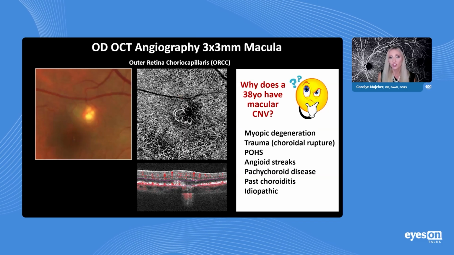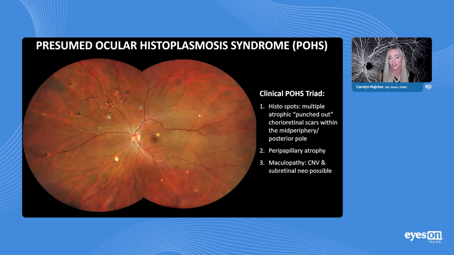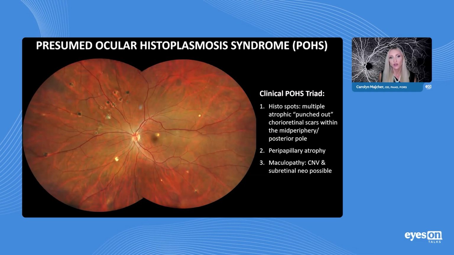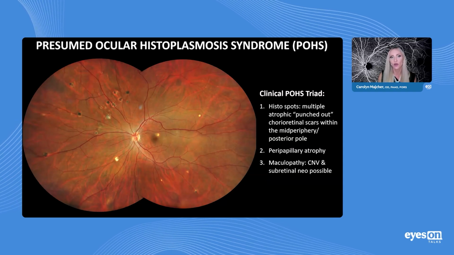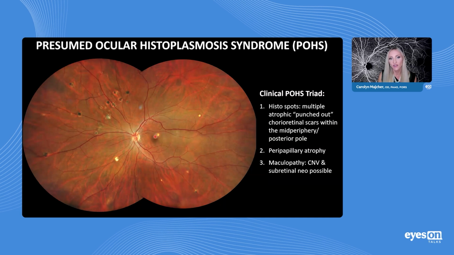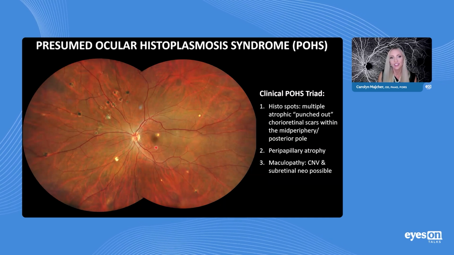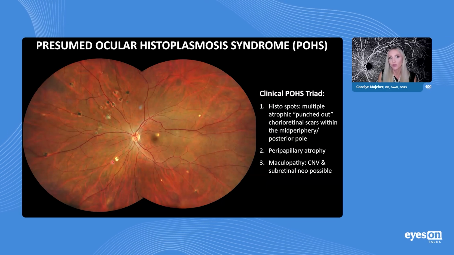And part of why I really wanted to share this case is how combining multimodal imaging technologies can really help you clinch the diagnosis. So here on this ultra-wide field Clarus fundus photograph, we can see not only does she have this macular choroidal neovascularization or maculopathy, she also has these punched out chorioretinal lesions in the mid-periphery.